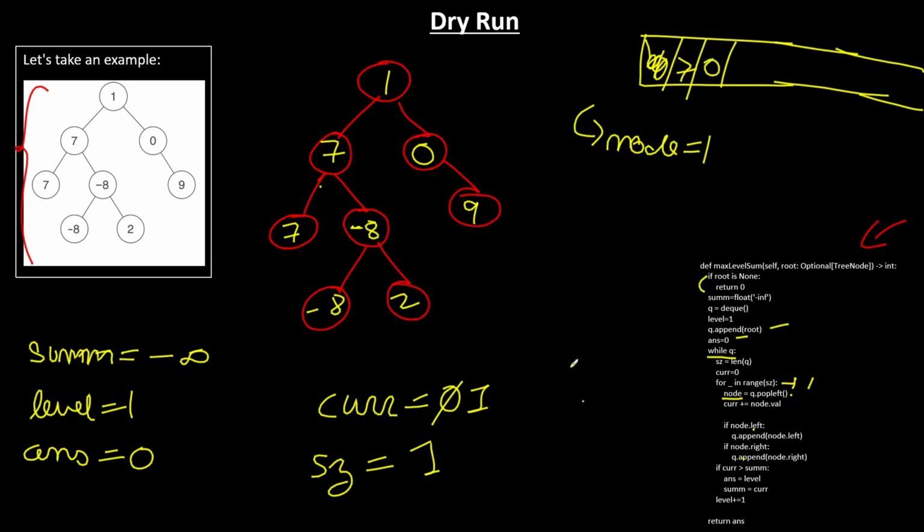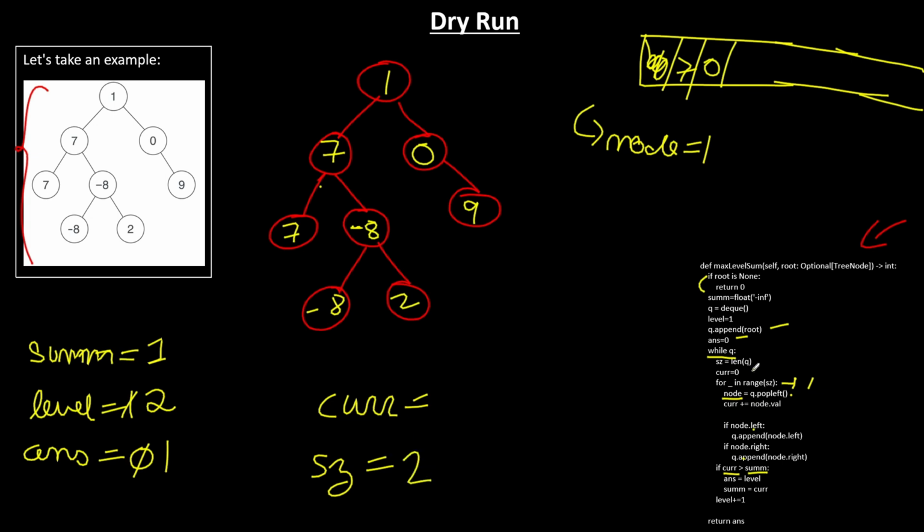Then we check if the current sum, which is 1, is greater than the maximum sum. Since it is minus infinity and 1 is greater than minus infinity, we replace it with 1. Then answer is also updated to the level, so answer becomes 1, and level increases to 2. Great. Now in the queue we have 7 and 0, so we take the length of the queue, which is 2.